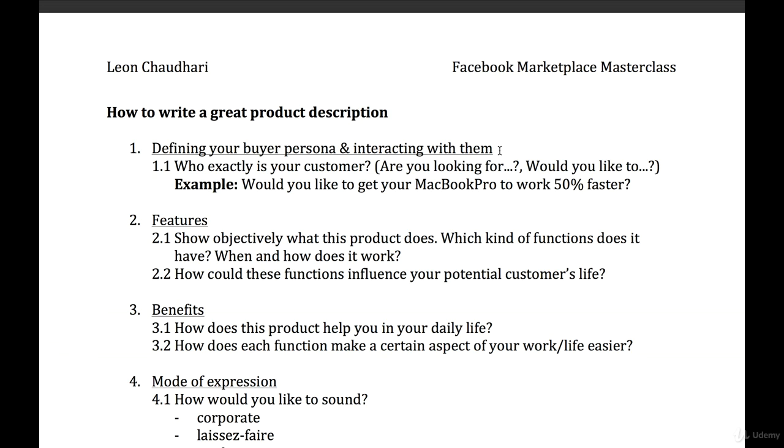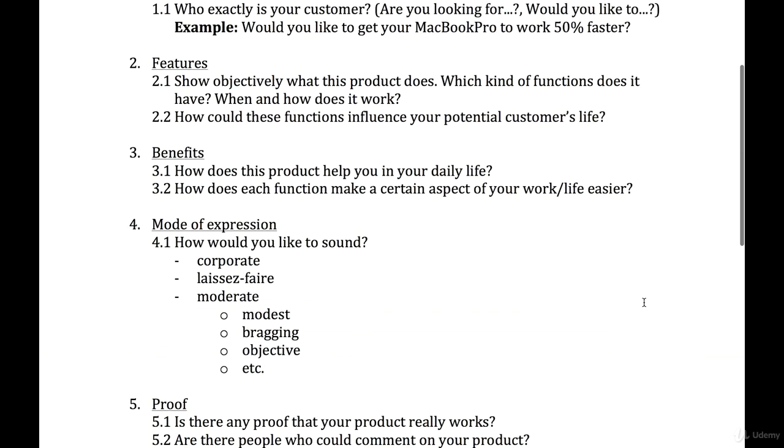How to do that, I will show you later in this course. For instance, how to do Facebook ads and so on. But this is one concept that we have to keep in our mind. Then number 3, the benefits. How does this product help you in your daily life? And then 3.2, how does each function make a certain aspect of your work or your life easier?